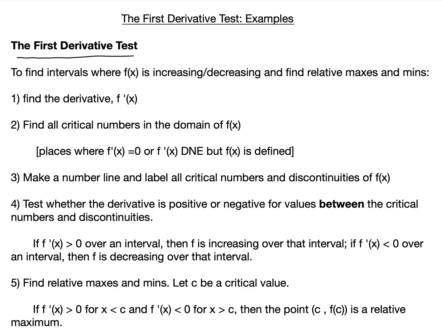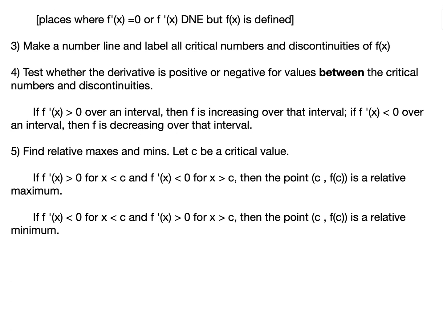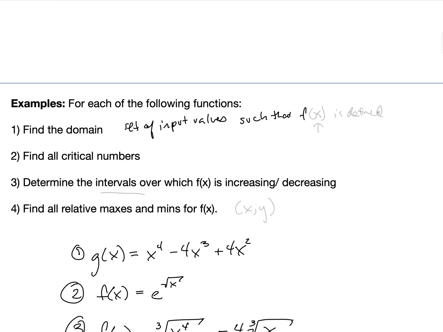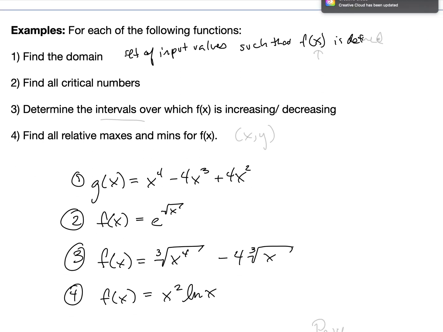So we are going to do this for a few examples. For each of these, we're going to find the domain. Remember, that's the set of input values such that f of x is defined. So the domain is the set of values you can put in for x into f of x such that f of x is actually a number, not undefined. And we need that because if we're thinking about the intervals over which the function is increasing and decreasing and things like that, of course we're only going to be interested in intervals that are actually going to be in the domain of the function.